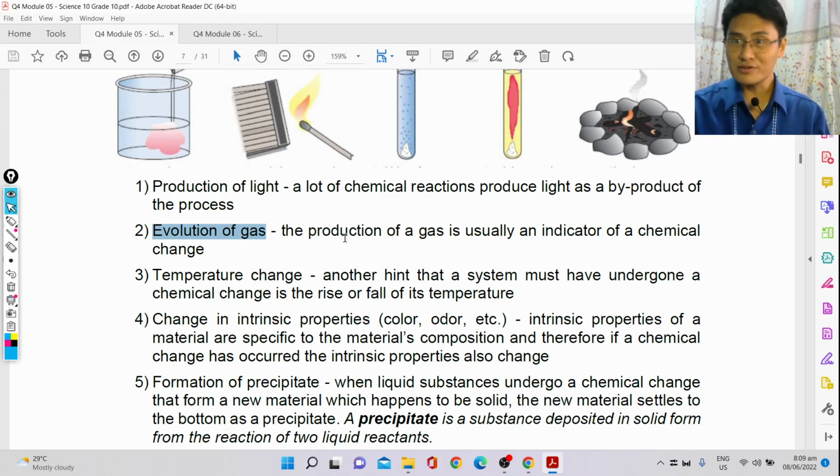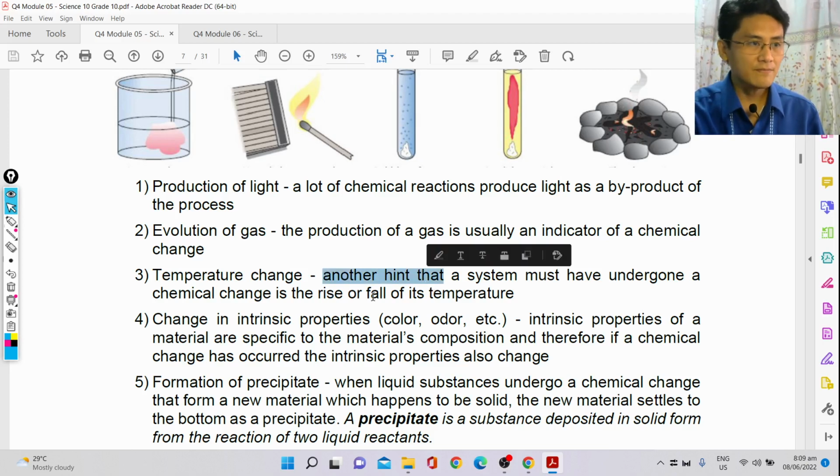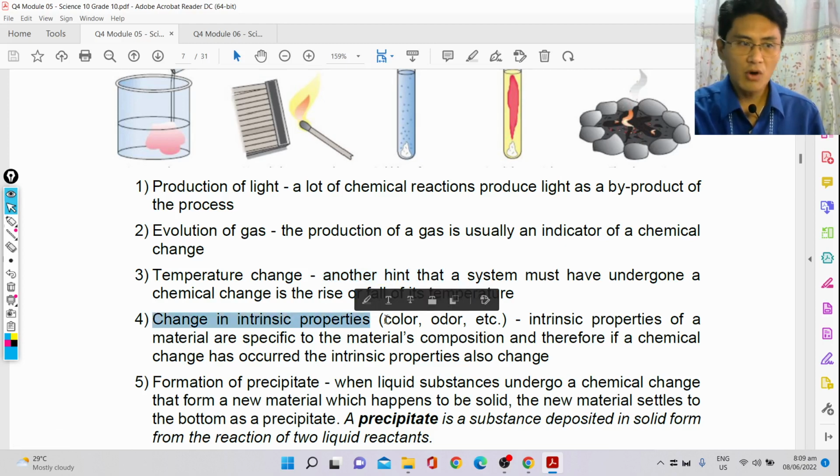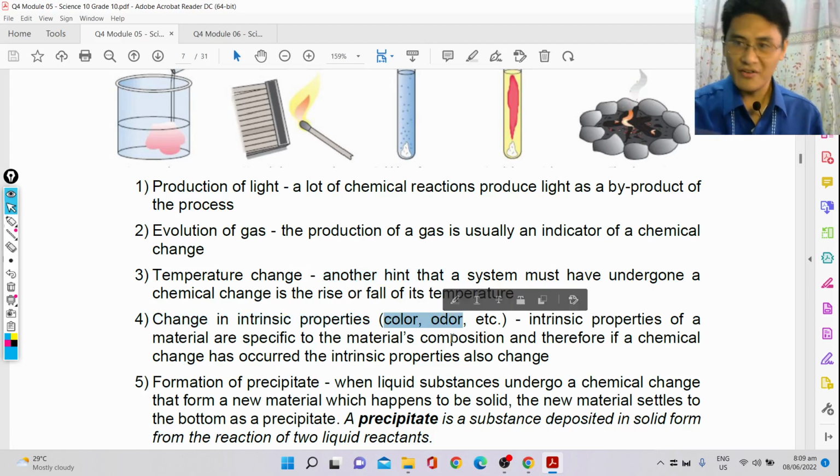That's why it bubbles, right? That's why spoiled food usually bubbles, and it has a different odor because it now produces those byproduct gases, right? Another one is temperature change. So when something changes in temperature, there's a good chance that it involves a chemical change. Another one is change in intrinsic properties like color, odor, and other things.